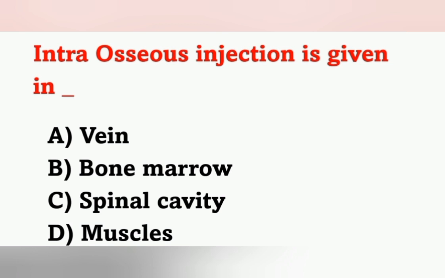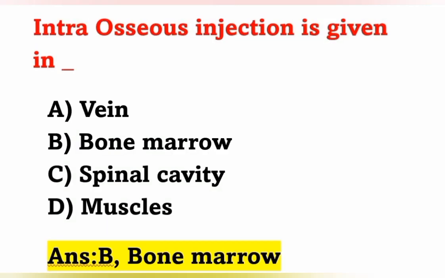And the next question, intraosseous injections is given in. Options: option A vein, option B bone marrow, option C spinal cavity, option D muscles. Intraosseous means into the bone marrow. Option B is the correct answer. Intravenous means into the vein. Spinal cavity means intrathecal or intraspinal. Into the muscles means intramuscular. Here intraosseous means into the bone marrow. Option B is the correct answer.